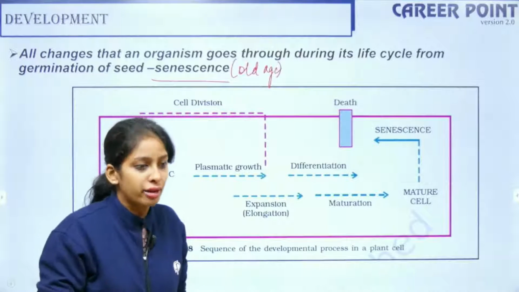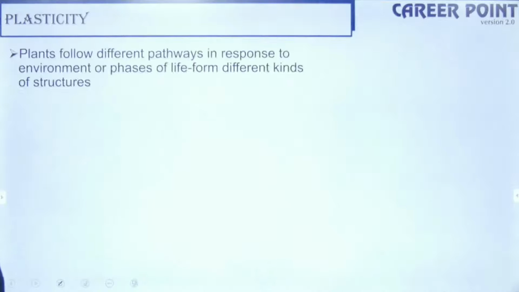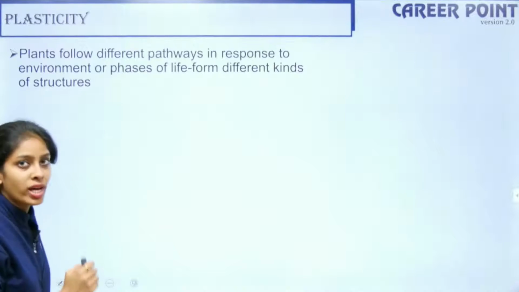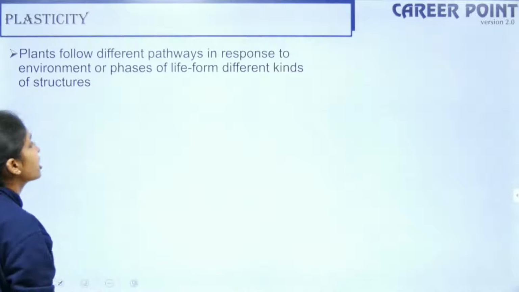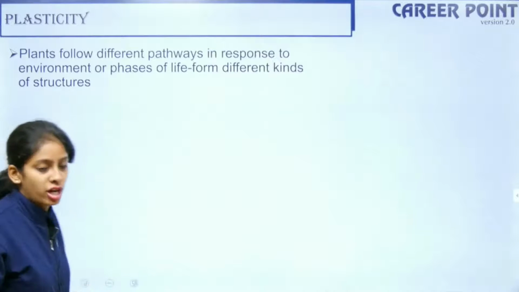So it becomes redifferentiation. Okay? Fine. So moving further. So what is this plasticity? Plants follow different pathways in response to environment or phases of life, so that they form different kinds of structures.